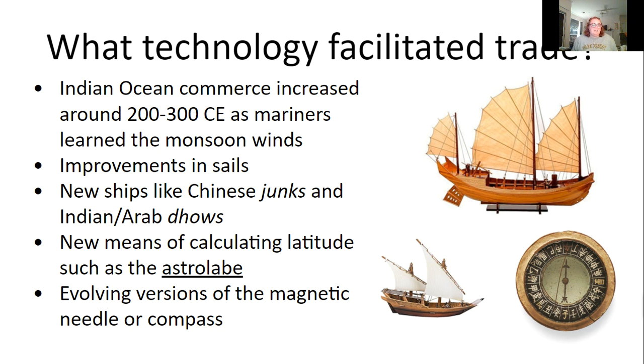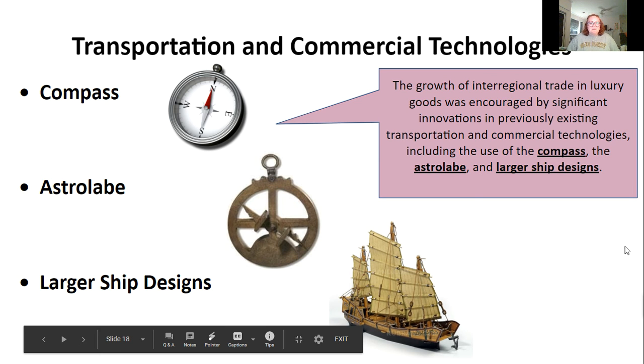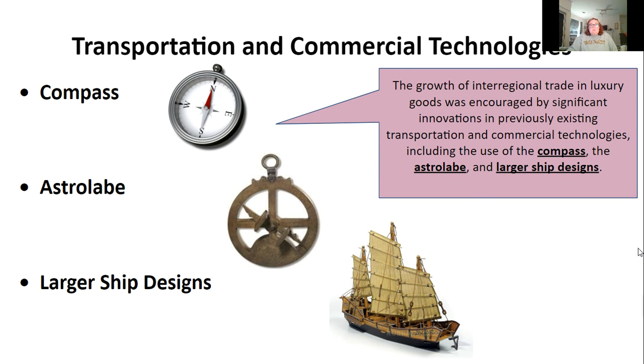And this astrolabe actually would be used with a magnetic needle or a compass, and this would evolve and get better as time went on. Here you can see a version of a Chinese compass, right? Pretty cool. So sailing and this form of trading actually needed these three items here to be able to facilitate the growth and expansion of that shrinking globe.